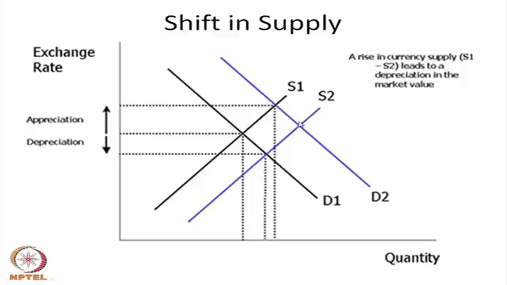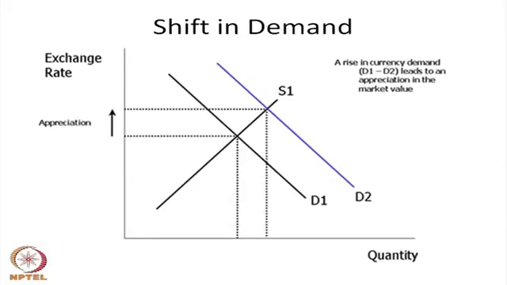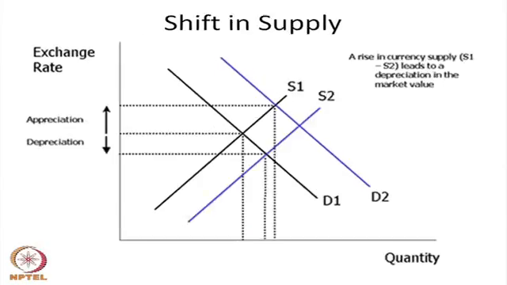So, what does it mean? It means that with an increase in demand for foreign currency, if supply remains constant, there is appreciation of the value of foreign currency and depreciation of the value of the domestic currency. And if there is more supply of foreign currency, with demand remaining constant, the domestic value of the currency will appreciate in the international market.